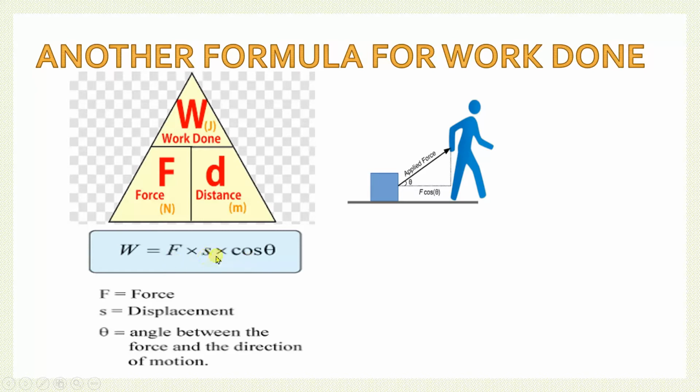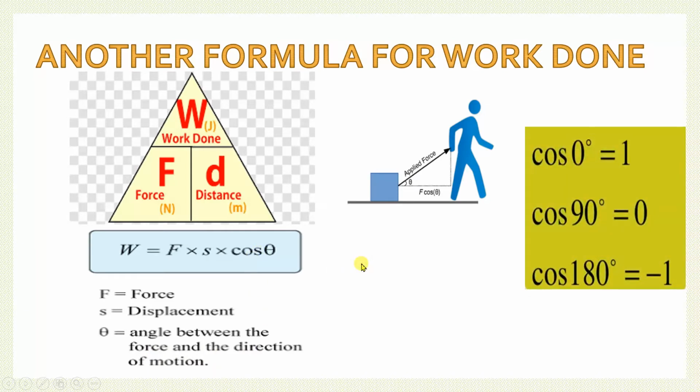F into S we have already done, but here the new concept cos theta will be here. This theta is the angle between the force and the direction of motion. And beta, for cos theta you have to memorize only three values. One is cos of 0 is 1. Means if this force and this displacement have a 0 angle, means force is in the direction of displacement, then we call the angle to be 0, and cos of 0 is 1. Just memorize this, cos of 0 is 1.